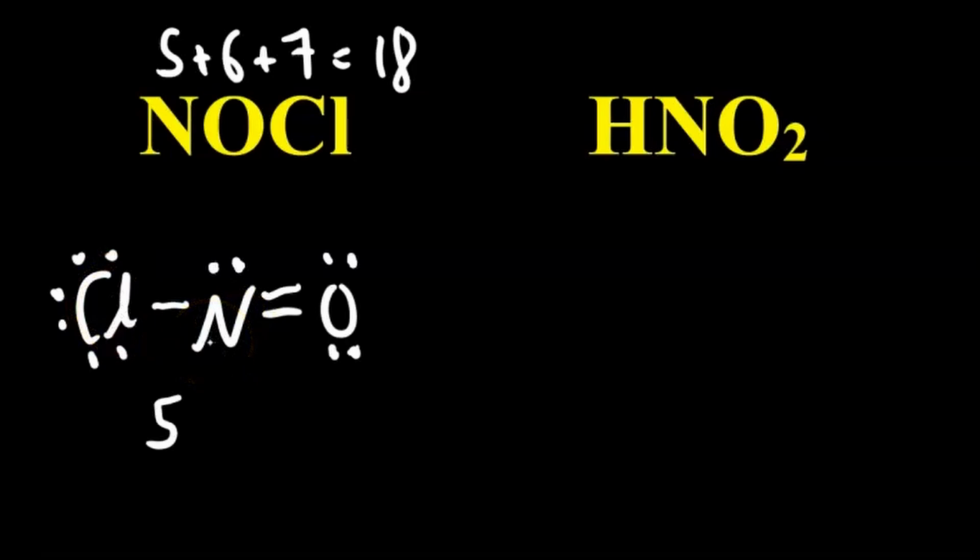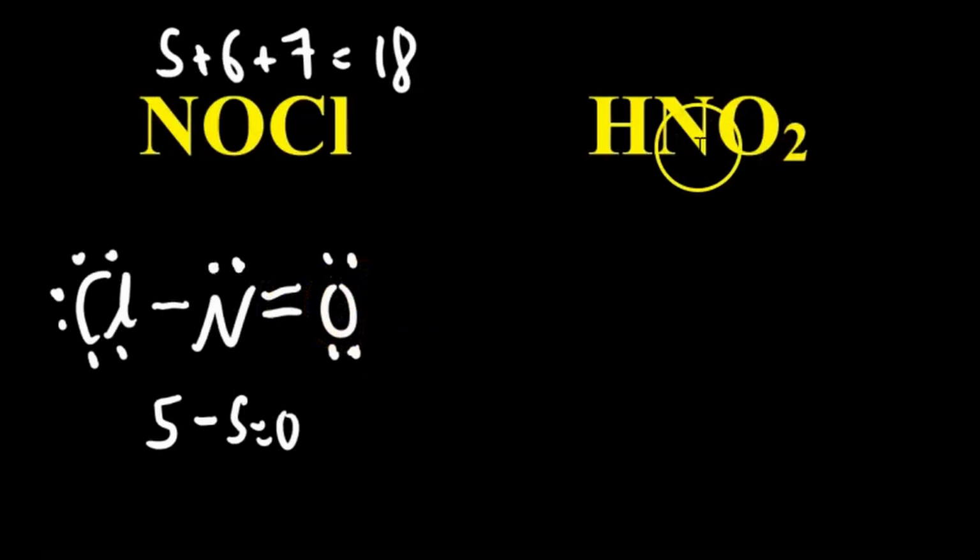Nitrogen, we can recalculate. The charge equals the expected minus the owned. We expect there to be 5. It owns 1 from the bond, 2, 3, and then these 2, 1 from each bond, 5. So 5 minus 5, that's 0. And then oxygen, we expect there to be 6. It owns 1, 2, 3, 4, and then 1 from each bond, 6. So it's not charged as well.